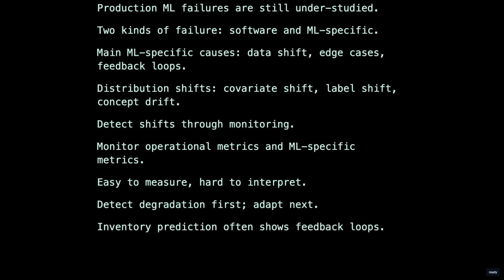Inventory systems are a good example of how a model can end up shaping the data it later trains on or predicts from. That creates a loop, so the system is no longer just observing the world. It is partially creating the world it measures.